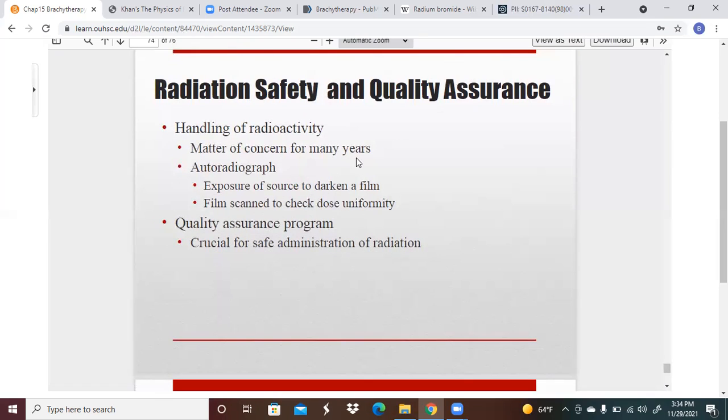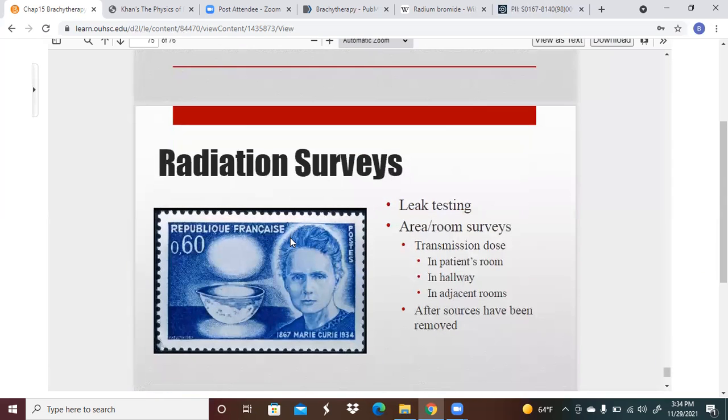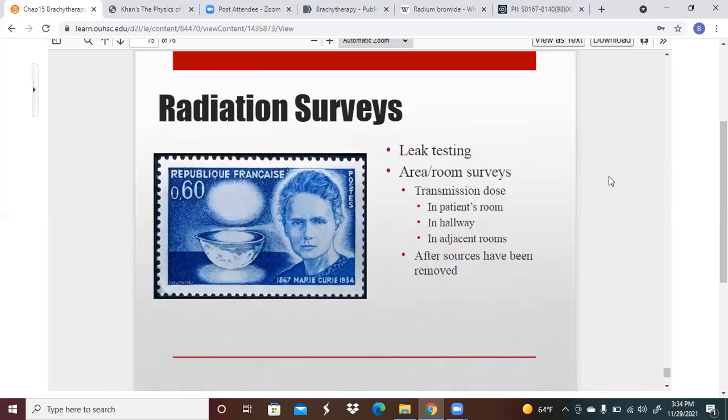The handling of radioactivity is obviously something you have to be concerned about. One of the things you can do to make sure that the source is doing what it should be doing is an autoradiograph, where the exposure of the source darkens a film and the film is scanned to check the dose uniformity, to make sure nothing's wrong with it. And a good QA program is crucial for the safe administration of brachytherapy, because you don't want things going wrong. Obviously, leak testing, area and room surveys should be done so you can see how much dose is actually being transmitted, and measured after the sources have been removed, to make sure you didn't miss anything.